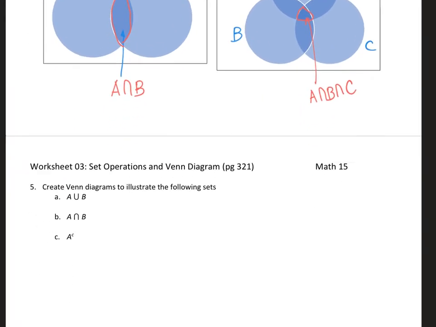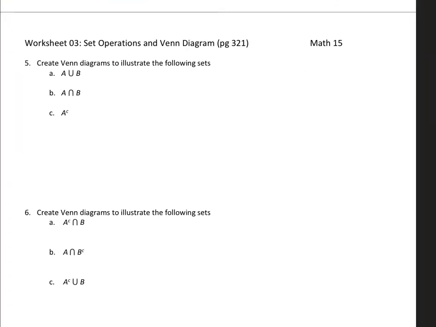All right, let's look at some examples here. Let's look at number 5. Create Venn diagrams to illustrate the following sets. Part A is A union B. So first I'm going to draw a universal set. Oh my god, that's not even a rectangle.